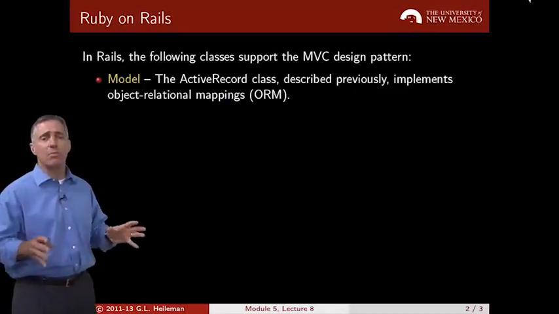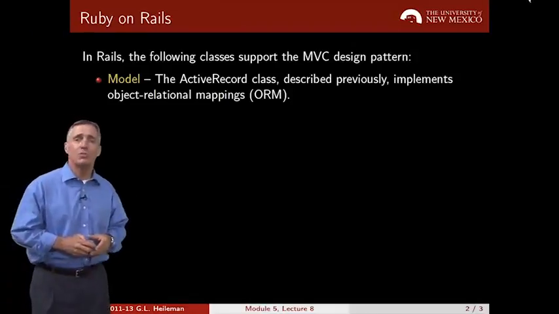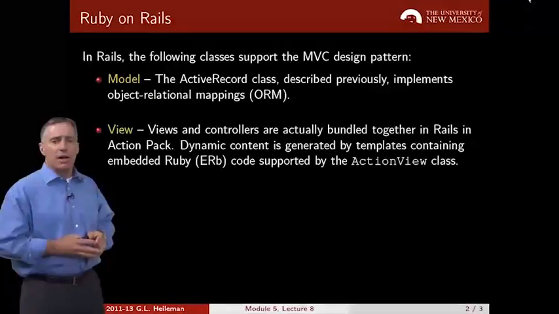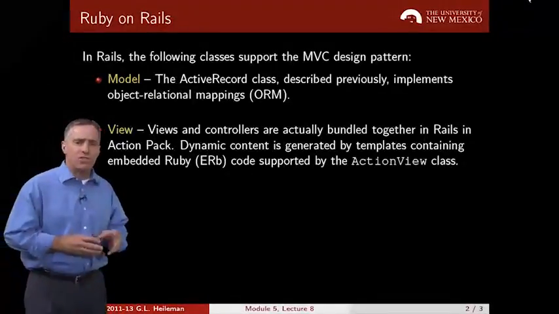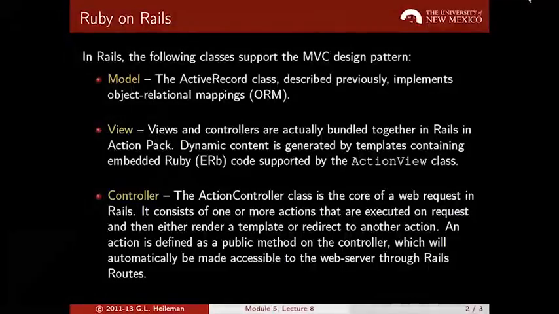So in Rails, the following classes support the Model View Controller Design Pattern. We've already talked about the model. It's supported by the Active Record class, and it performs this object relational mapping that's very important that we'll use. The view and controller are actually bundled together in Rails in something called Action Pack, right? We've talked about this. Dynamic content is generated by templates that are embedded using ERB, which is embedded Ruby, supported by this Action View class that we're going to talk about in the next module. And then finally, the controller class.